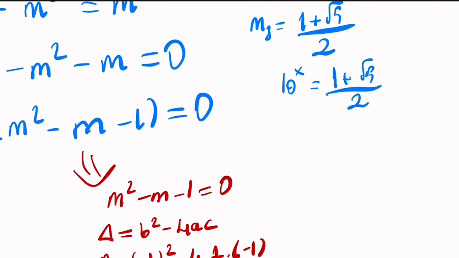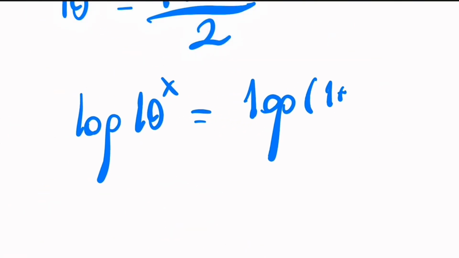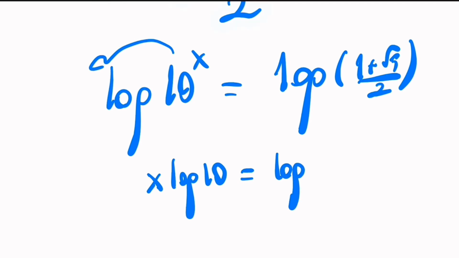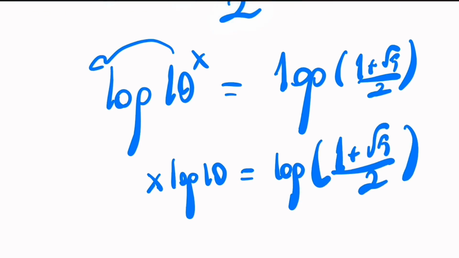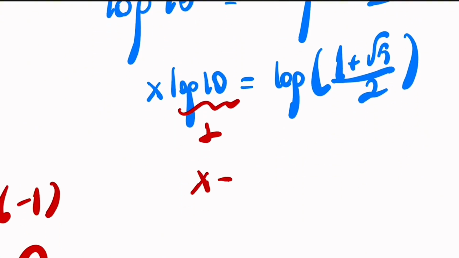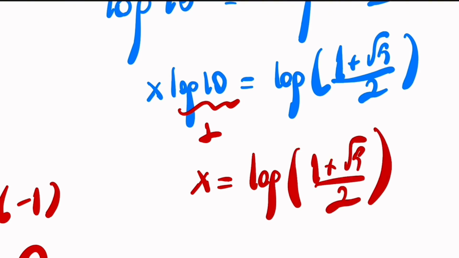Taking the logarithm of both sides, I can find x. I'm taking the logarithm right now: logarithm of 10 to the x equals logarithm of 1 plus the square root of 5 divided by 2. In a logarithm, the exponent can be written in front of the logarithm as a product, so x times logarithm 10 equals logarithm of 1 plus the square root of 5 divided by 2. Logarithm 10, we know what it is; we said in the previous part that it was 1. In this case, the value x is the logarithm of 1 plus the square root of 5 divided by 2. So our answer was this number.